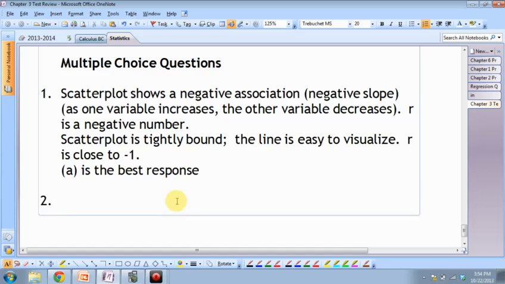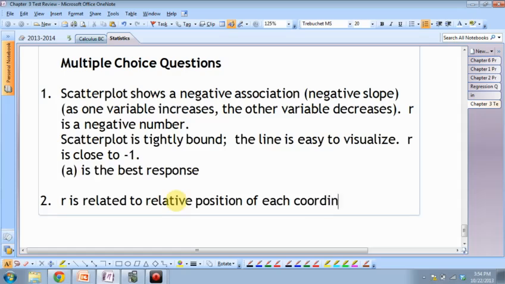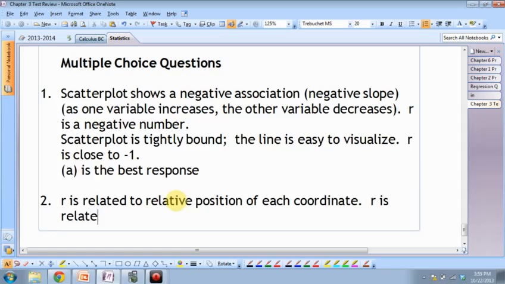Okay, problem 2. In that scatter plot, if the x values were decreased by 1 unit and the y values remain the same, what would that do to the correlation coefficient r? Let's remember r is related to the relative position of each coordinate. Quite literally, r is computed using z-scores.